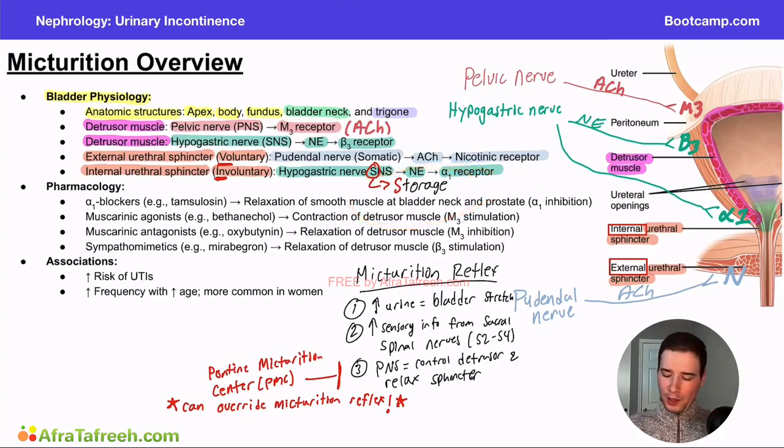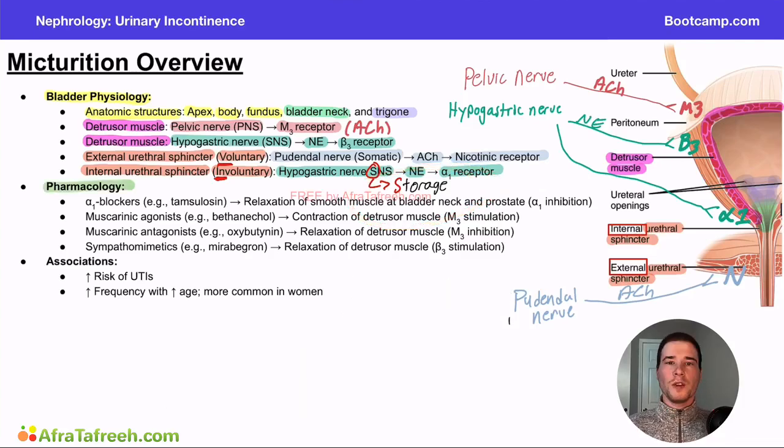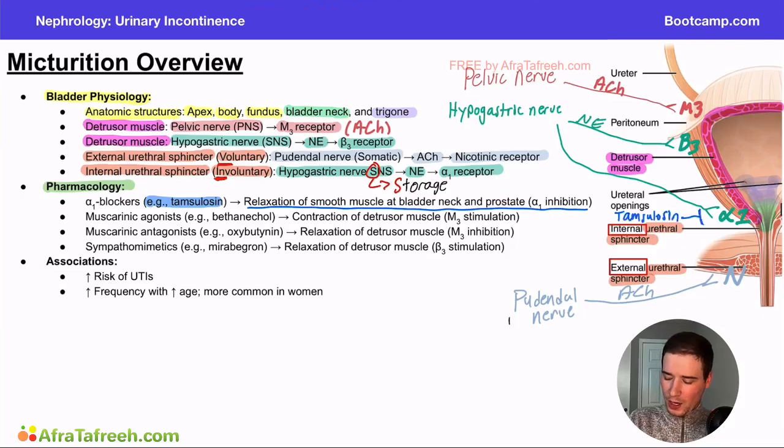So next I want to dive into some pharmacology here. The first one I want to talk about is our alpha-1 blocker, and the classic one that they like to ask about is tamsulosin. Tamsulosin is an alpha-1 blocker that leads to relaxation of smooth muscle at the bladder neck and the prostate. That is to say that this medication will actually inhibit the activation of this receptor.